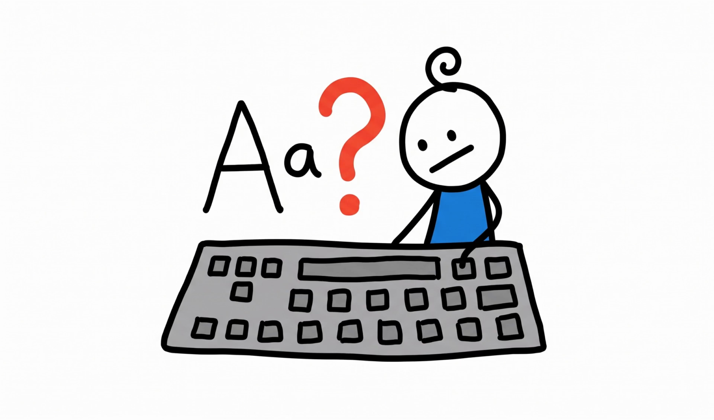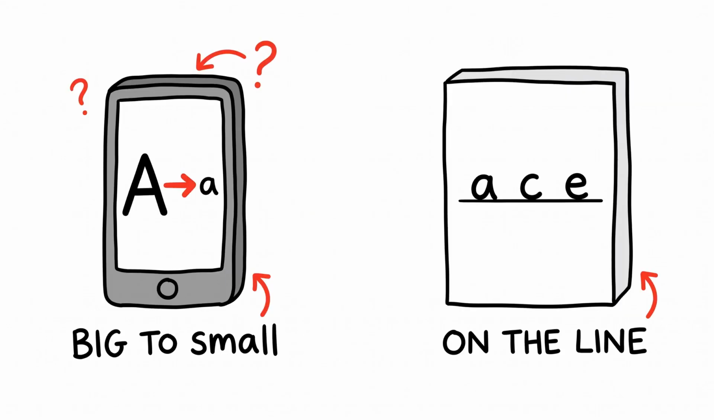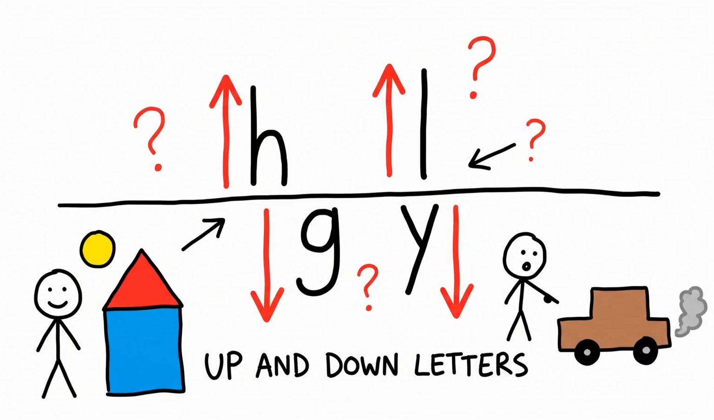Your keyboard is lying to you a little. It says letters have an uppercase and a lowercase, but the capital A is not sitting above the small a. On your phone, the letters just change shape. On a page, small letters are not especially low. Some climb up, like H and L. Some dive down, like G and Y.